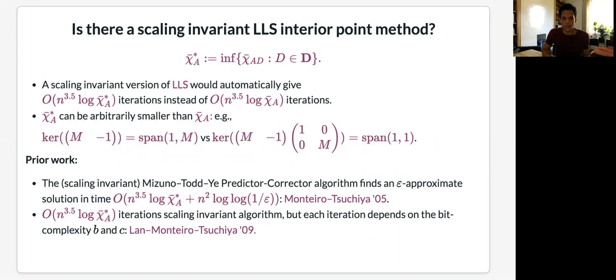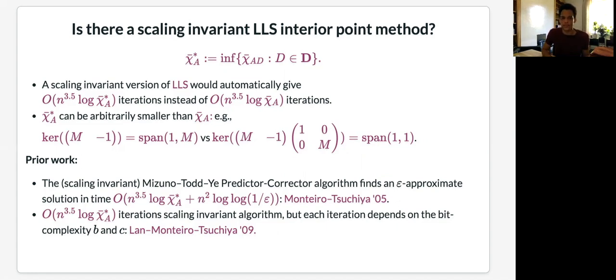Remember that the kernel of A defines the condition number chi bar, and the kernel changes if we rescale the columns of the matrix. So it makes sense to define a condition number chi bar star, which is the infimum of chi bar under all rescalings, and an algorithm that would be scaling invariant would automatically give an algorithm that is depending on chi bar star as opposed to chi bar. In the middle of the slide, you can find an example that chi bar star can be arbitrarily much smaller than chi bar.